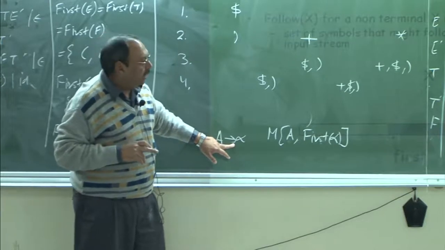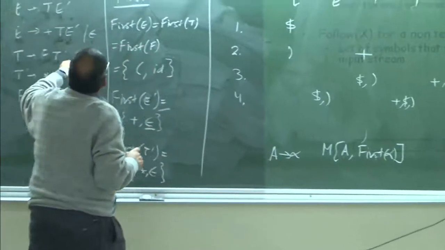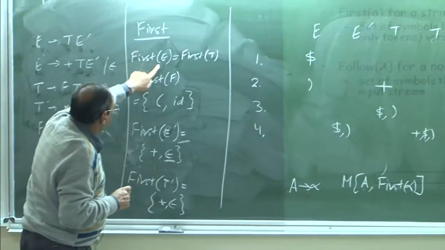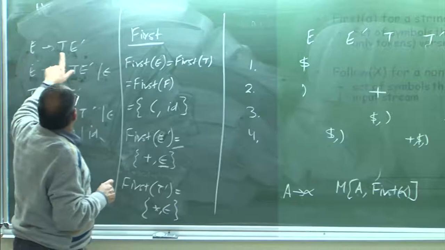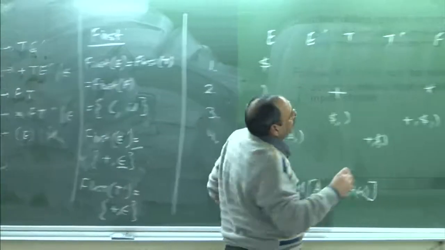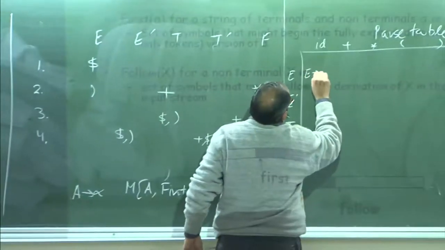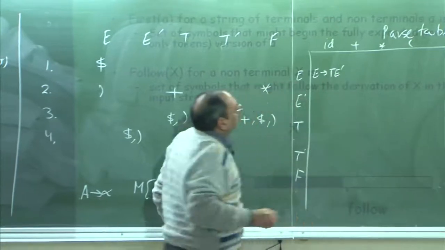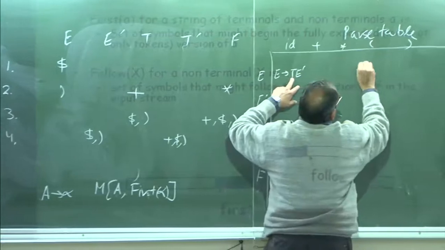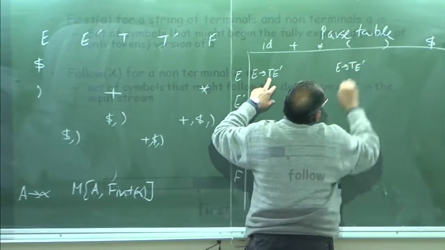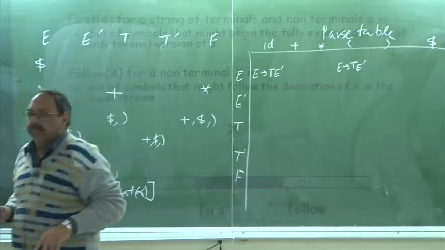Okay? So when I start using this rule, what it says is that first of E contains left parenthesis and ID, right? So E goes to T E prime is the rule here, because all I am saying is that corresponding to this and left parenthesis, this is the rule I have.